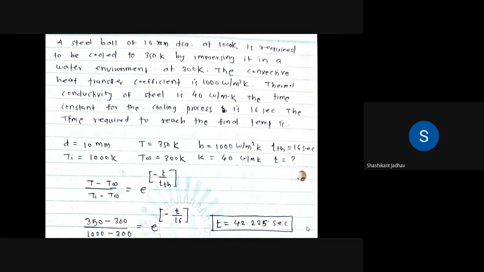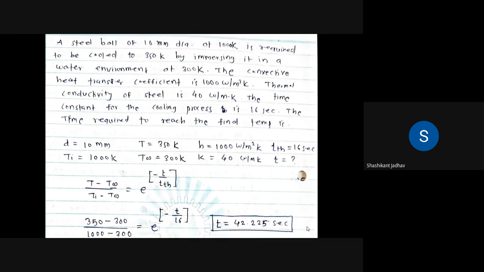Okay. So we have to calculate the time. First of all, we have to understand what parameters are given in the problem. So first of all, we have to write down the given things. A steel ball of 10 mm diameter. So write down D is equal to 10 mm. We have to convert that 10 mm into meters. So that is 0.01 meter at 1000 Kelvin.